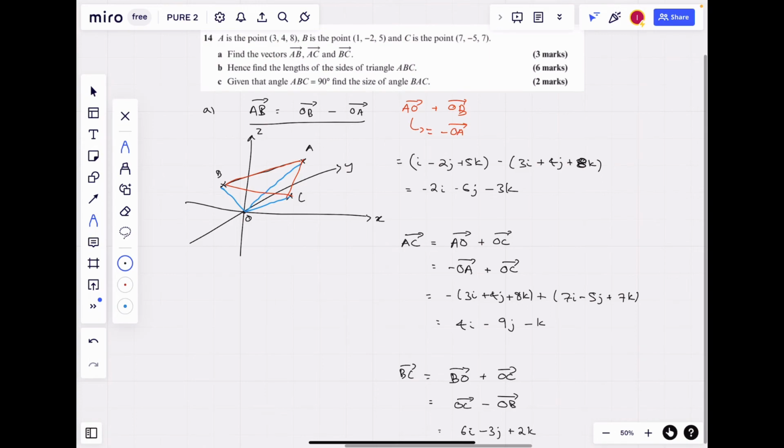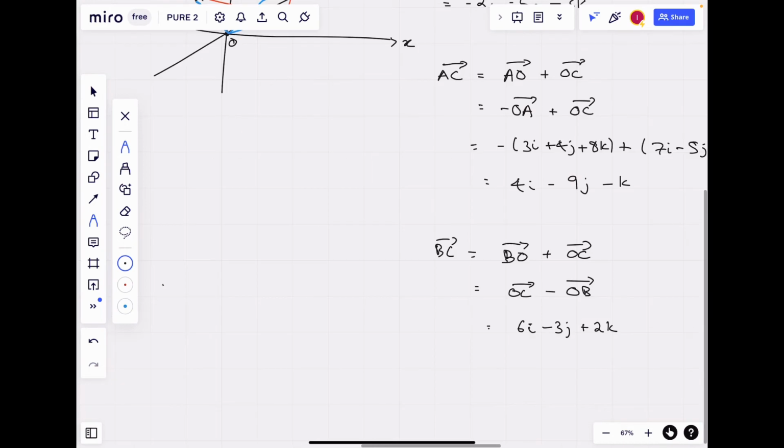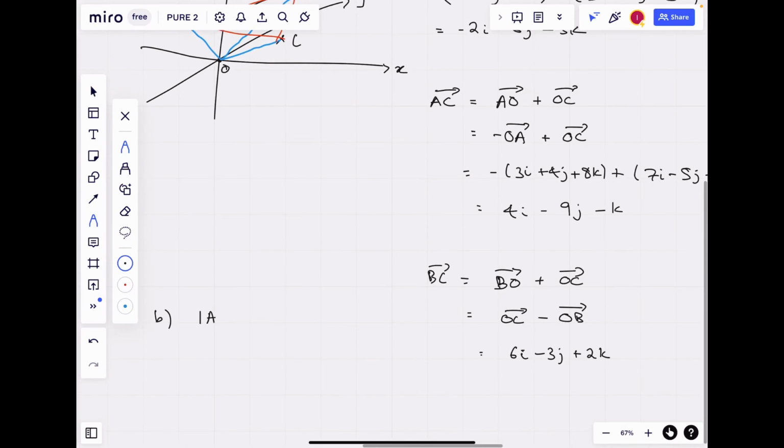Hence find the lengths of the sides of triangle ABC. Okay, so we would need to work out the magnitude of AB and BC and AC. So you do the square root of each coefficient squared. This should give root 49, which is 7. This would give root 98, which is 7 root 2. This would give root 49, which is, again, 7.